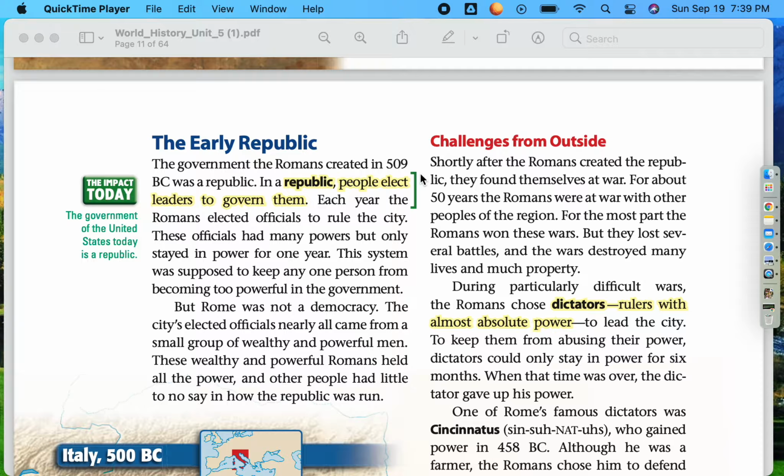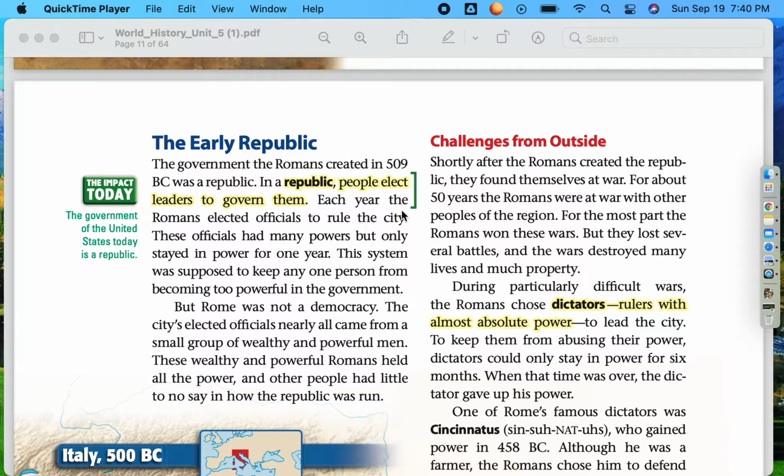The government the Roman nobles chose to set up in 509 BC is known as a republic. And a republic is where people elect leaders to govern them. Just like here in the United States, we elect leaders to make laws for our country. That is our U.S. form of government. As you can see right here, the government of the United States today is a republic. Now, Rome's is a little bit different from the United States, but remember, our essential question for this unit is we want to compare and contrast the Roman form of government with the United States government that we have today.